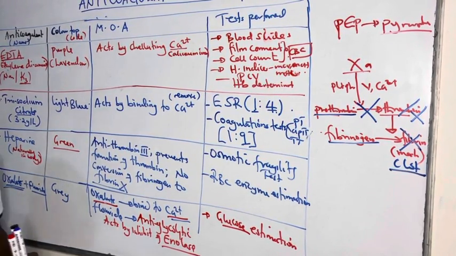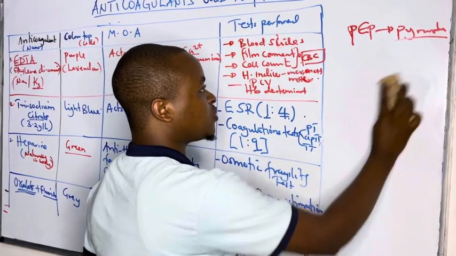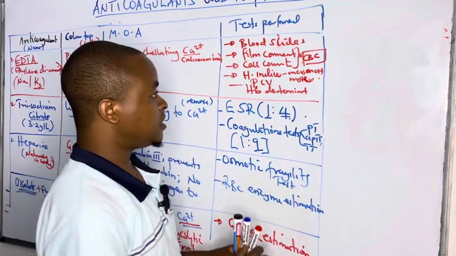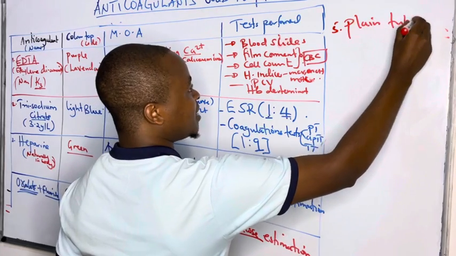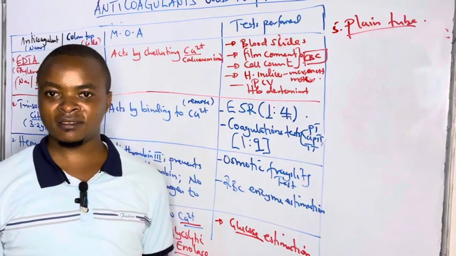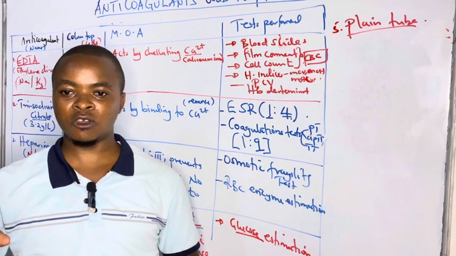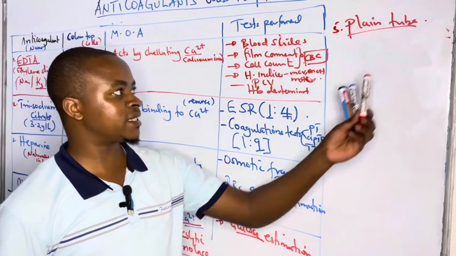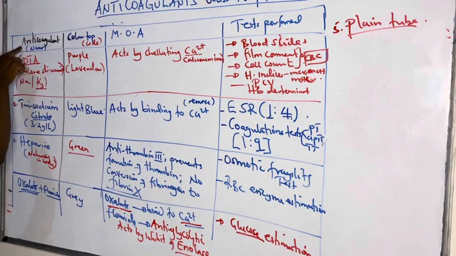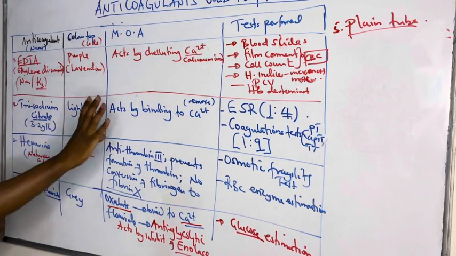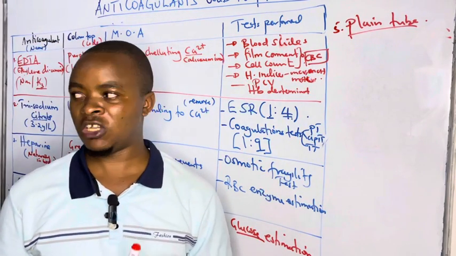But the last one, which many students like most, is number 5. It is the plain tube. The word plain means there is no anticoagulant. So this is not for preserving. It is just for collecting blood, and we do many tests like chemistry tests. I cannot put it as an anticoagulant tube because it is plain. It is not an anticoagulant and does not contain any anticoagulant.